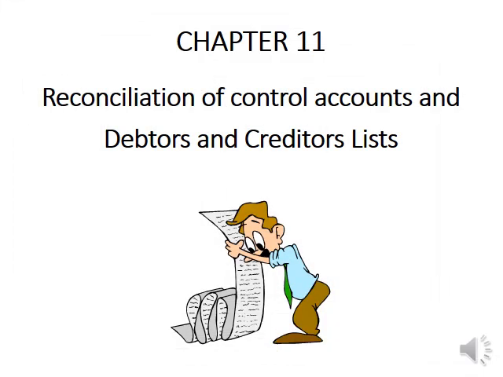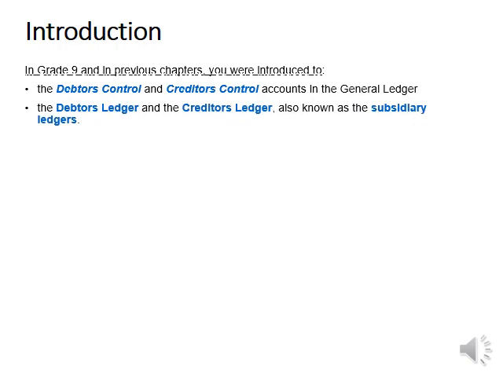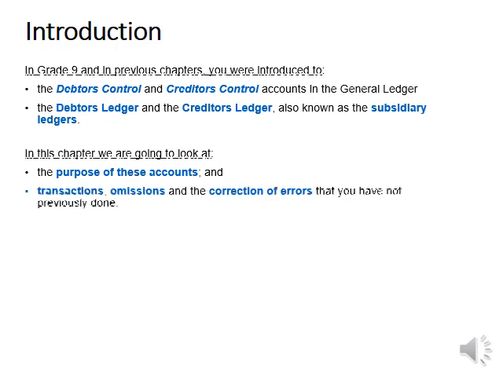Today we start with a new topic, the reconciliation of control accounts and the debtors and creditors lists. In grade 9 and previous chapters, you were introduced to the debtors control and the creditors control accounts in the general ledger. These two accounts are what we call the control accounts. The debtors ledger and the creditors ledger are also known as the subsidiary ledgers. In this chapter, we are going to look at the purpose of these accounts and the transactions, omissions, and the corrections of errors that you have not previously done.